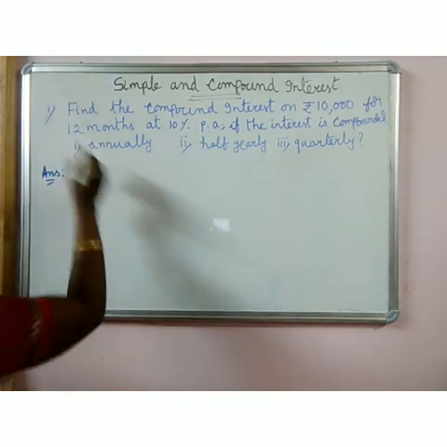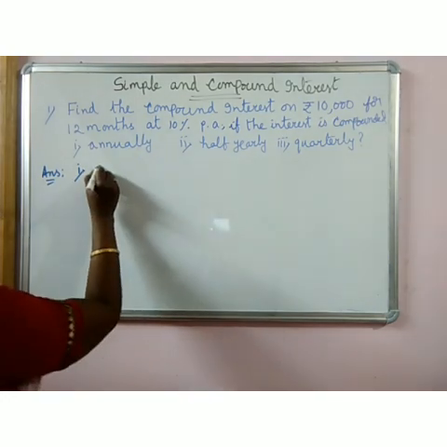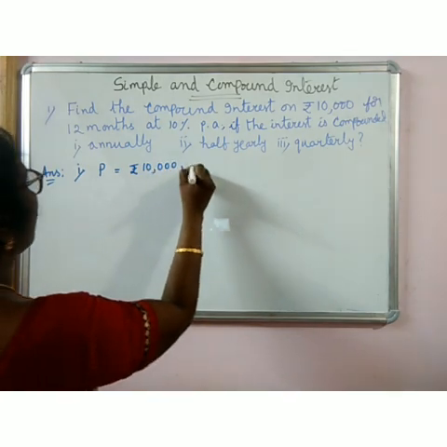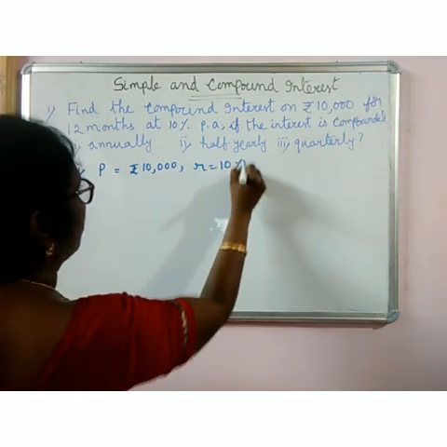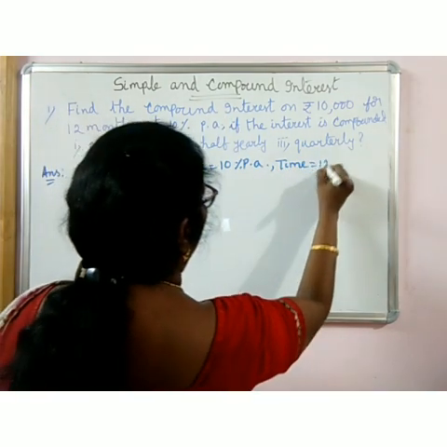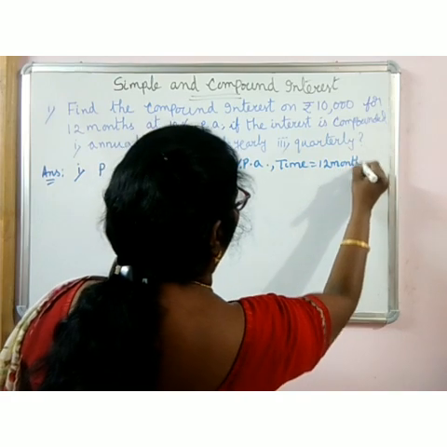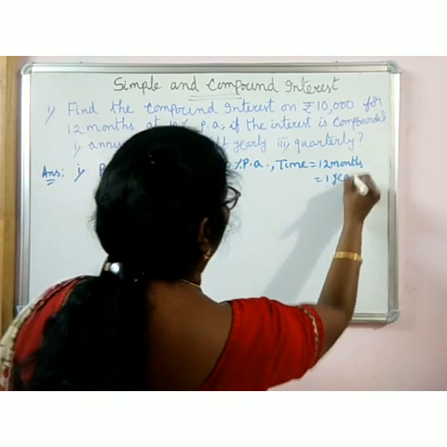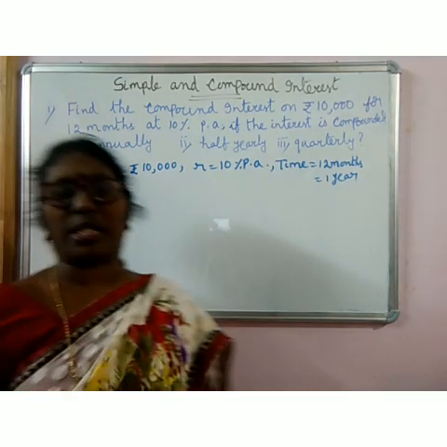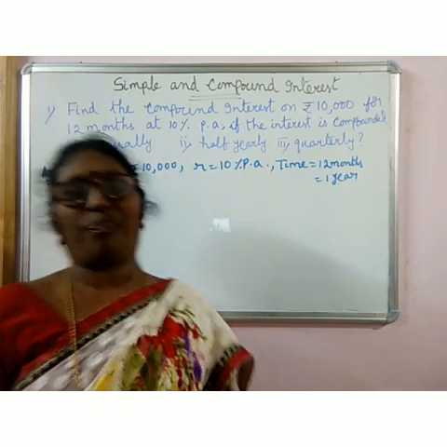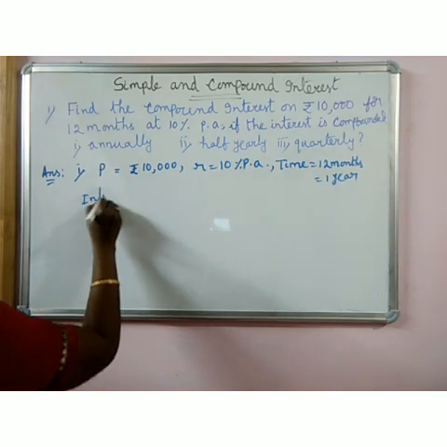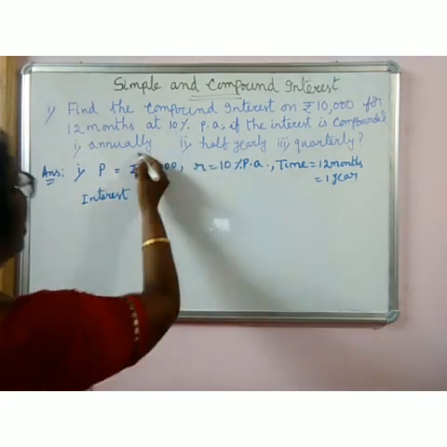Your first bit is, if the interest is compounded annually, let me write in short. Principal is 10,000 rupees. Rate is 10% per annum. Time is 12 months. 12 months means 1 year. Interest is compounded annually. So you know that for the first year, whether it is simple interest or compound interest, it remains the same. So interest here is only for 1 year.